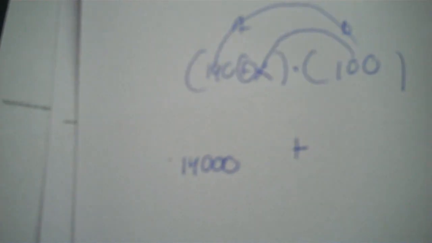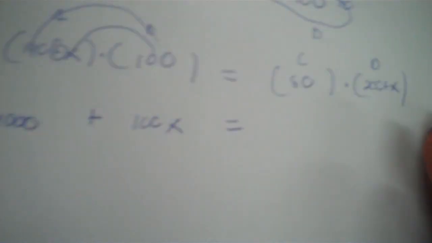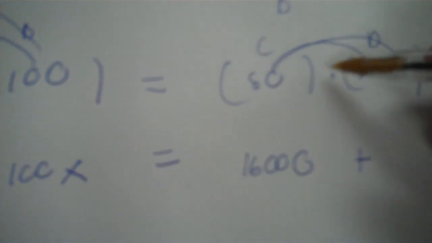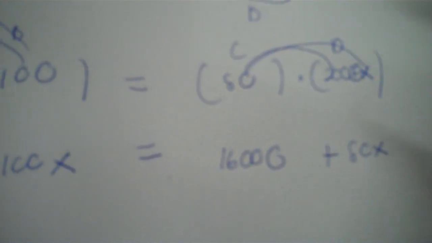100 times X, 100 times 140. 100 times 140 is 14,000. And then 100 times X would be 100X. Over here you have that plus sign, which means you have to multiply two products. 80 times 200 is going to be 16,000. Then 80 times X is 80X.